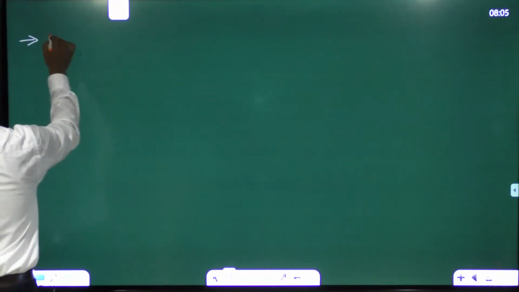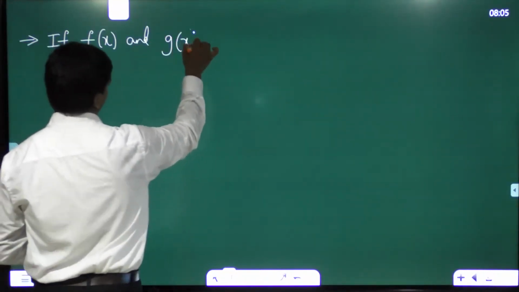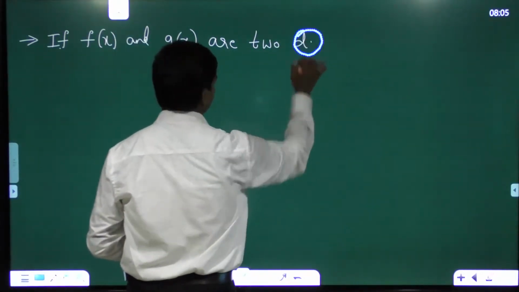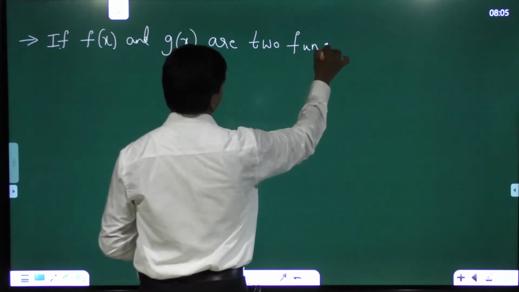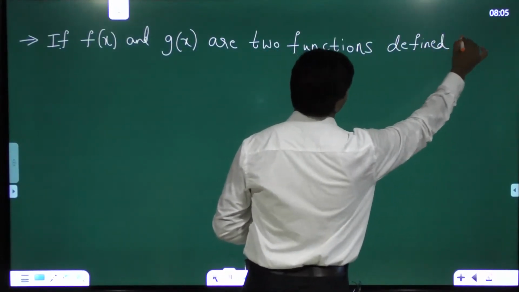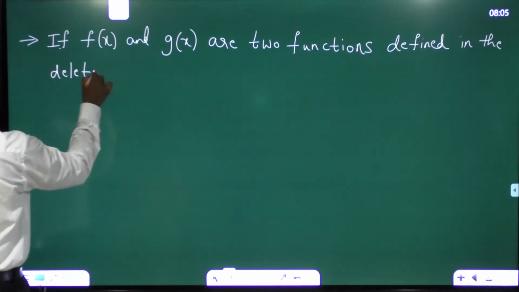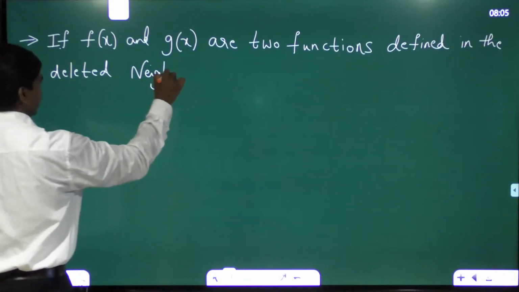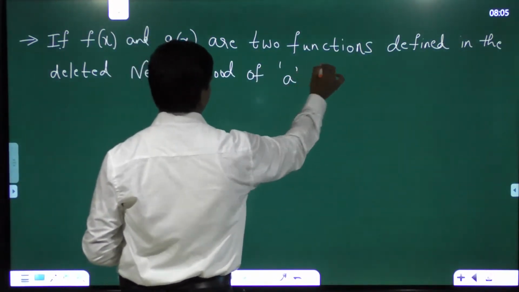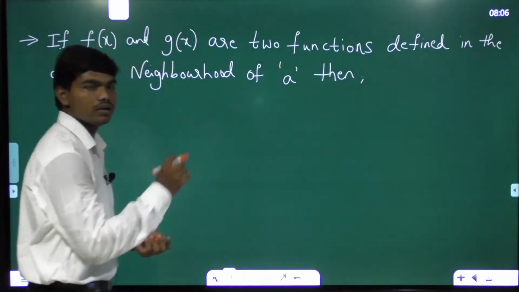For example, see here, if f of x and g of x are two functions defined in the deleted neighborhood of A. Because we know we define limits always in the neighborhoods or deleted neighborhoods of the point we are talking about.